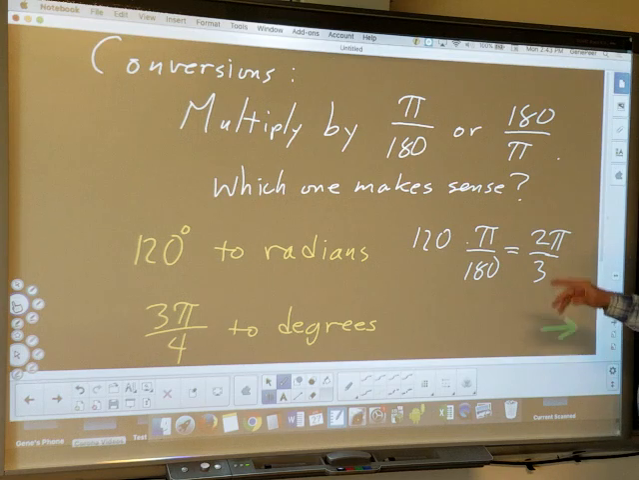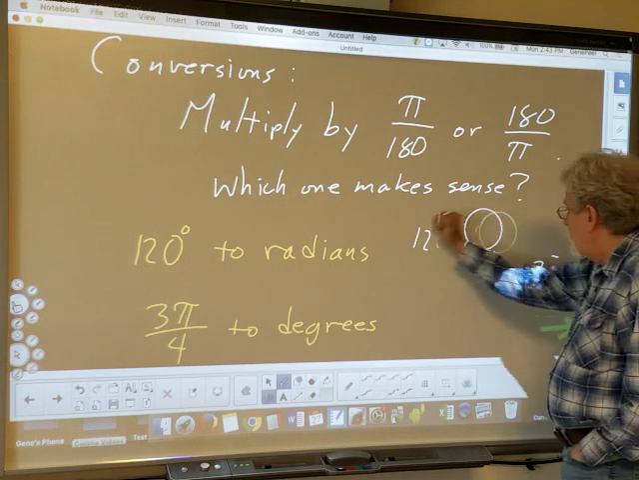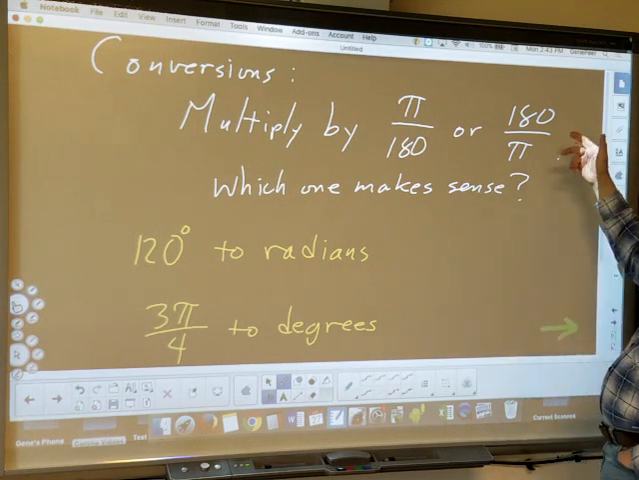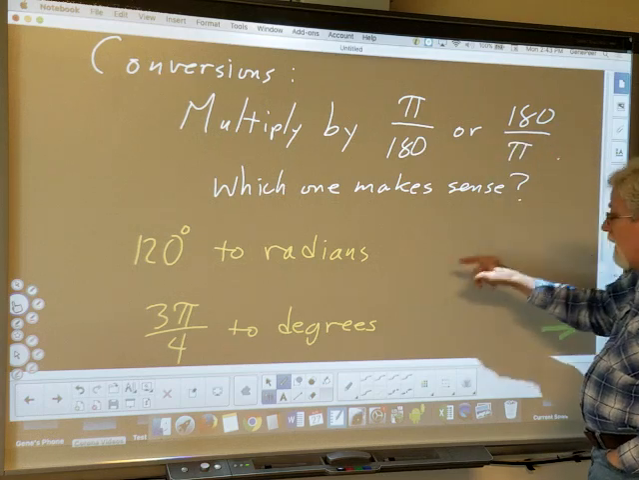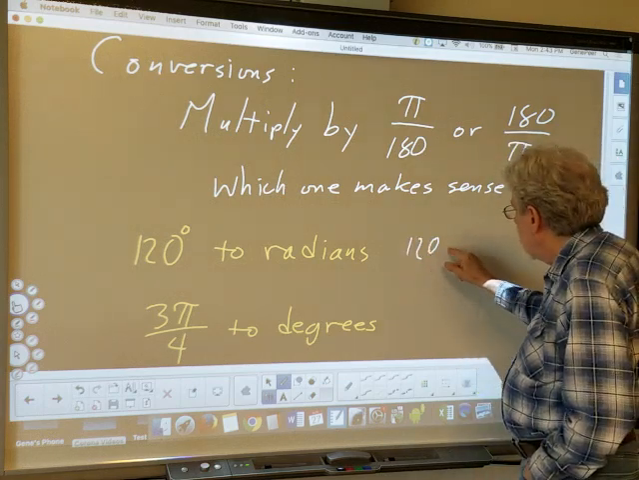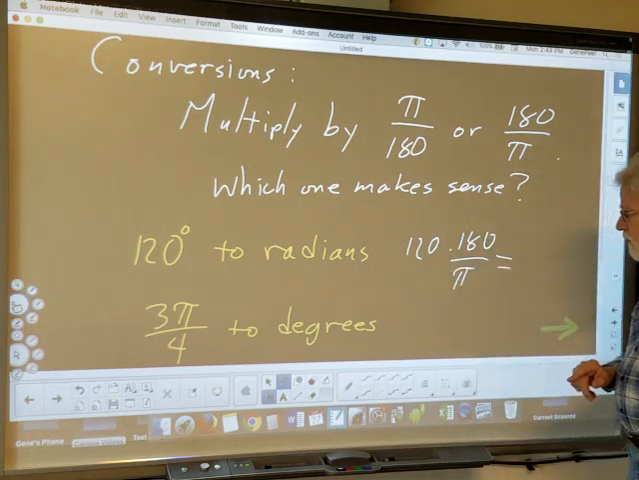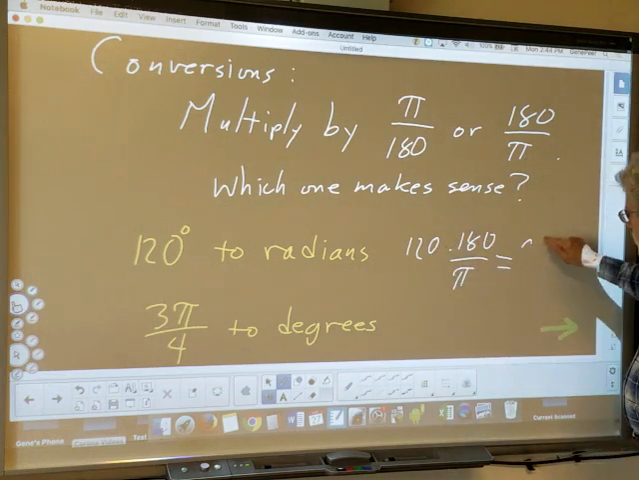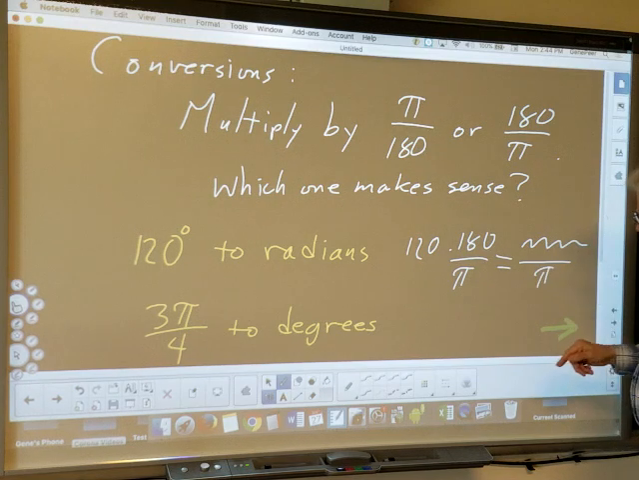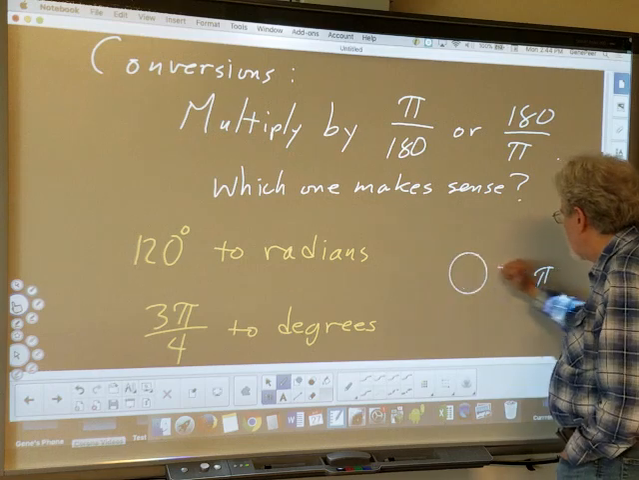If you were to multiply by the wrong one, what would you have had? If you multiplied by 180 over pi, you'd have 120 times 180 over pi, and you would get a totally ridiculous answer of some huge number over pi. And when have we ever seen anything like that? No, you know that's not right.